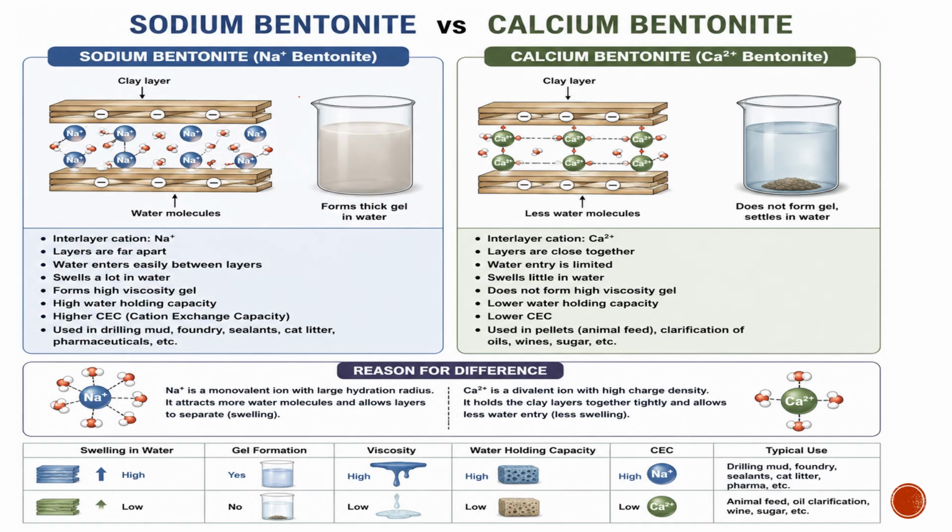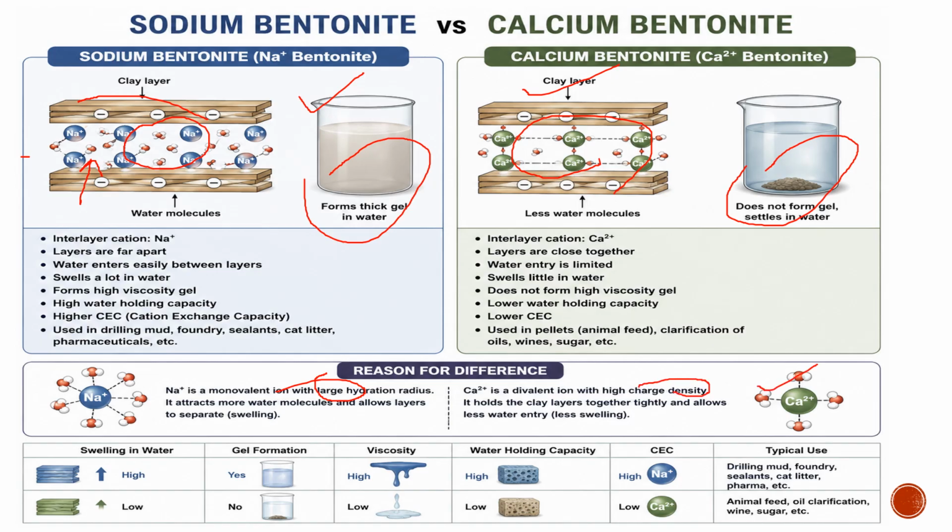Coming to sodium bentonite and calcium bentonite, sodium bentonite forms a thick gel when it is applied in water, whereas calcium bentonite does not form any gel and it settles in the water. So in sodium bentonite, what happens? In between the layers, there will be sodium, which is monovalent. Since it is monovalent, it has a higher hydration radius and attracts more water molecules, which results in higher swelling.